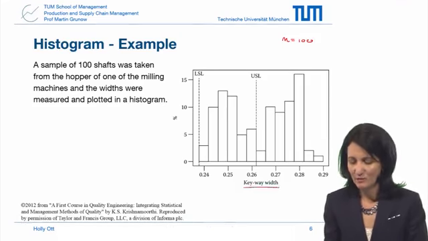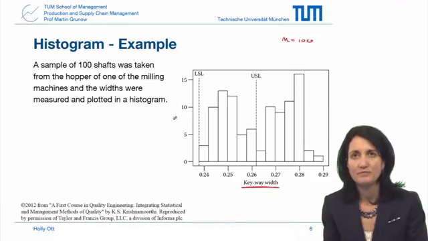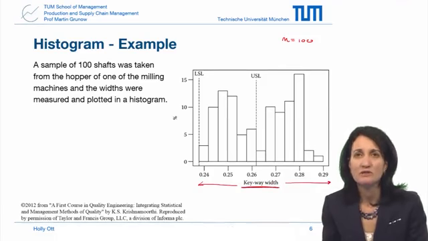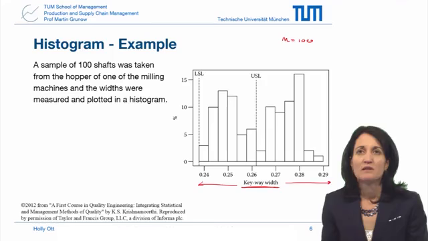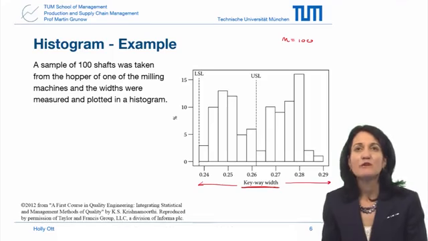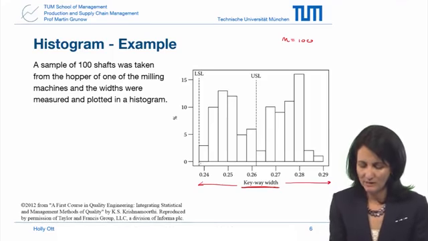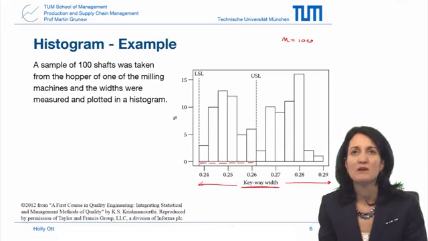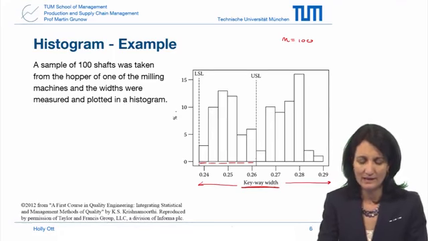First of all, we have the keyway width, the dog width here. We see a variation from 0.24 to 0.29 inches. This is our random variable. We have the frequency of the widths contained. We've developed bins of a certain small width, and the frequency of each width occurring within a certain bin is plotted here on the y-axis.